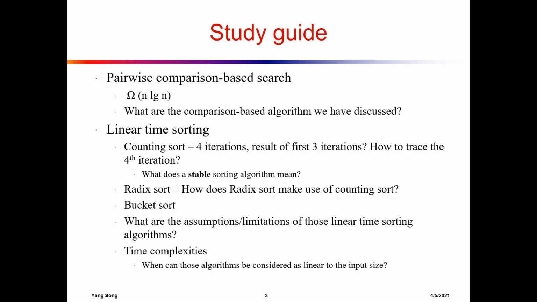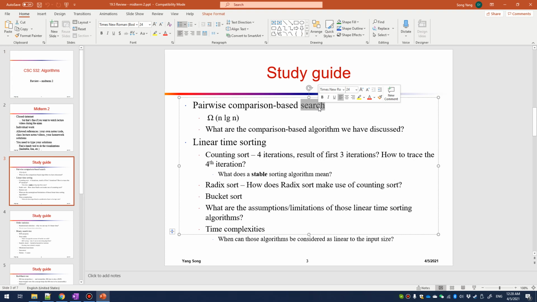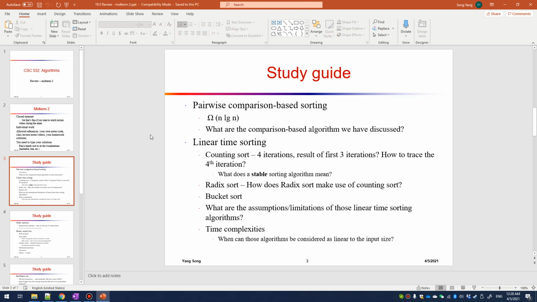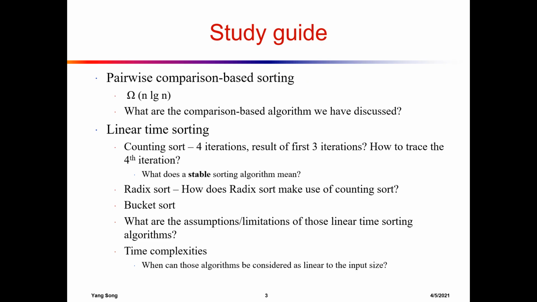Okay. And here are some of the main topics you need to know. The first thing, pairwise comparison-based sorting. Sorry, it should be sorting, not search. So I'm not talking about a specific sorting algorithm, but for all the sorting algorithms, as long as they are doing pairwise comparisons, then you should know they are Omega(n log n). And then you need to know what the pairwise comparison algorithms are that we have discussed.